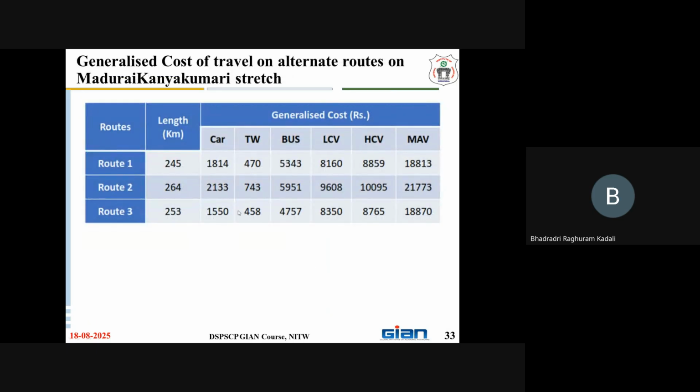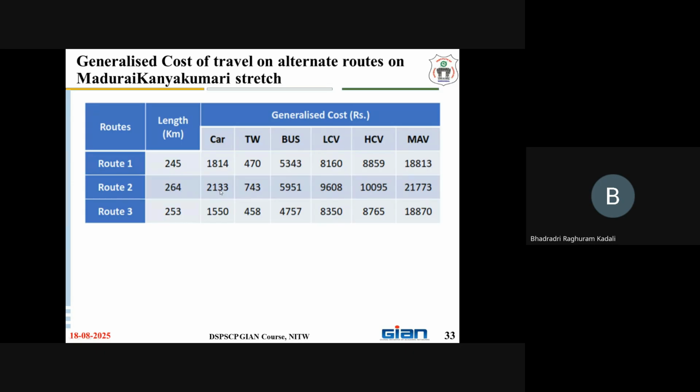So if you see, corresponding to the generalized cost of the different categories of vehicles on routes 1, 2, 3: route 1 is 245 kilometers, route 2 is 264, and route 3 is 253. Then the generalized cost value for route 1 is 1814, route 3 is 1550, and route 2 is 2133.